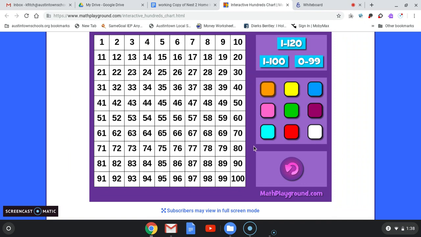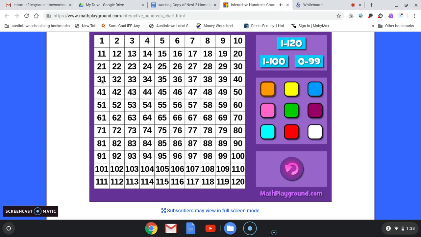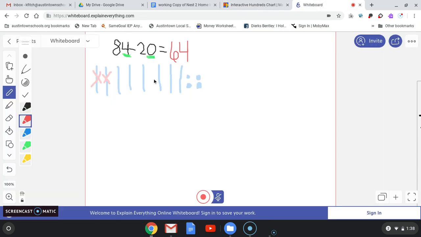I linked this on your page. This is a hundreds chart. You'll remember our hundreds chart from our calendar time, okay? And if you want, you can either choose 1 to 100, or if you want to go 1 to 120, that's fine too, since you guys are used to seeing the 1 to 120, all right? So look back at my problem. My problem was 84 minus 20.